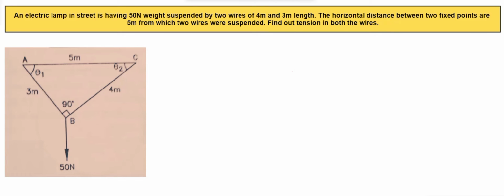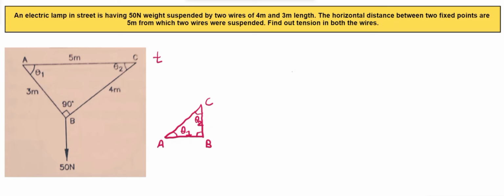Let's see another example. An electric lamp in street is having 50 Newton weight suspended by two wires. These are the two wires having length 4 meter and 3 meter. The horizontal distance between the two fixed points are 5 meter, from which two wires were suspended. Find out the tension in both the wires. Here this is the triangle that is formed. For this triangle, firstly we'll find the angles theta 1 and theta 2. Here I'll just draw this triangle like this. ABC, this angle is theta 1 and this angle is theta 2.